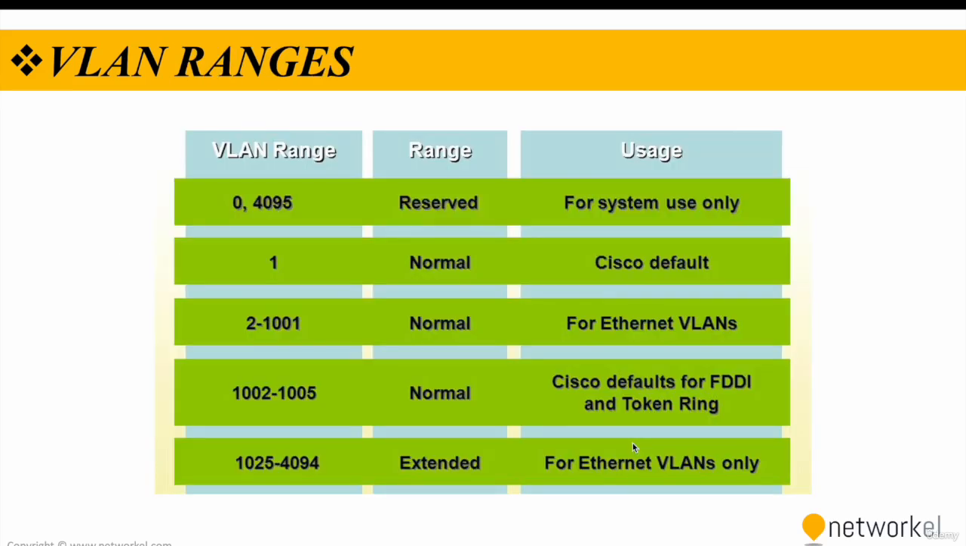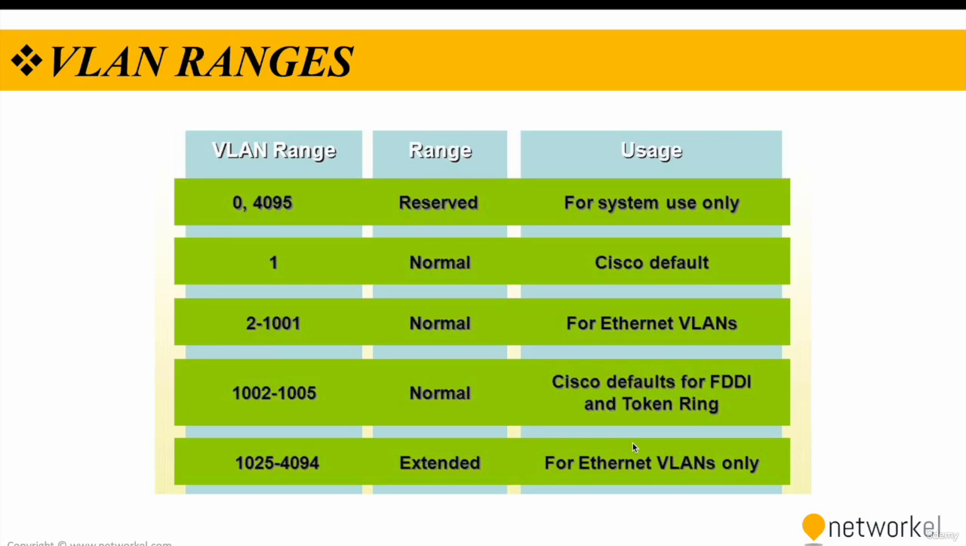In VLAN configuration, VLAN ranges define the scope of VLAN IDs available for use on the network devices. For example, VLANs between 1 and 1005 represent the standard VLAN range. This range is typically used in smaller or less complex networks, and it includes VLAN IDs that are supported by older networking equipment and most Cisco devices. VLAN 1 is the default VLAN on many switches. And VLANs between 1002 and 1005 are reserved for legacy token ring and FDDI networks.